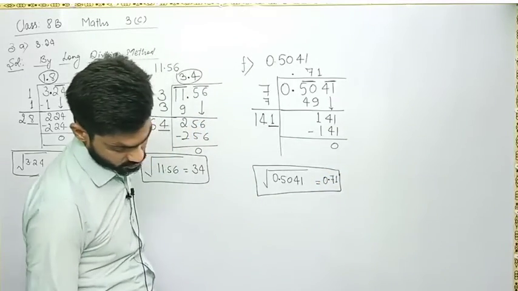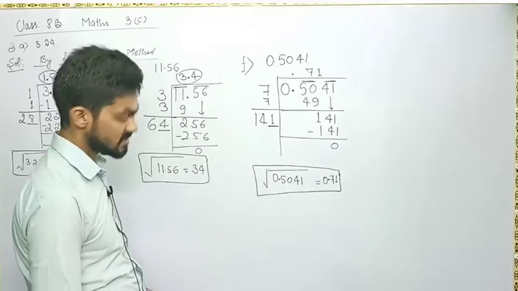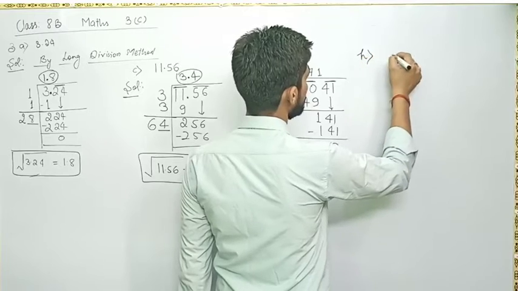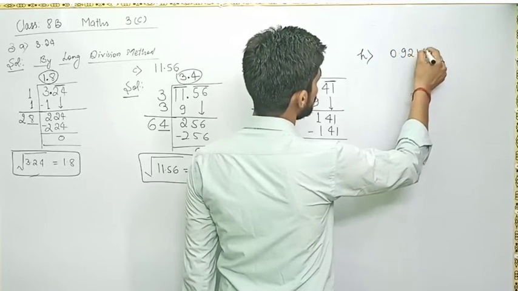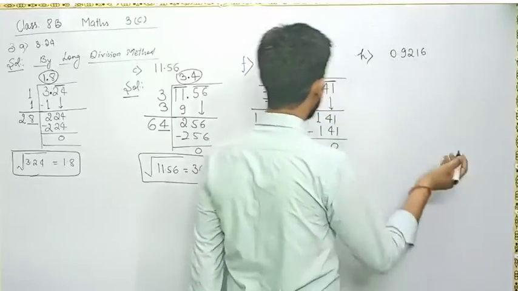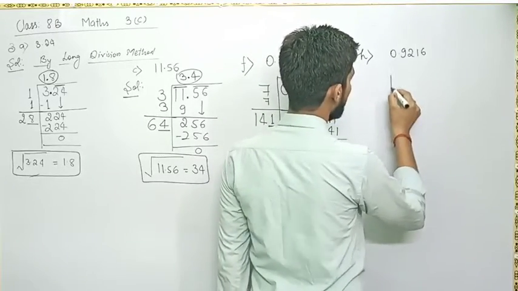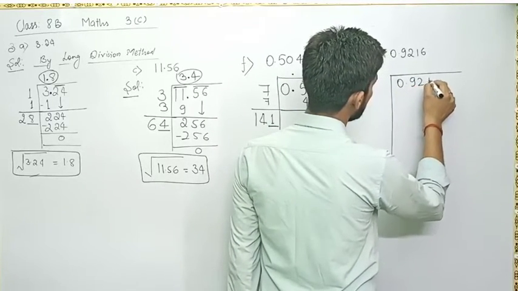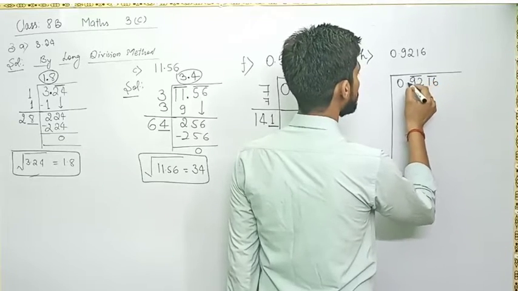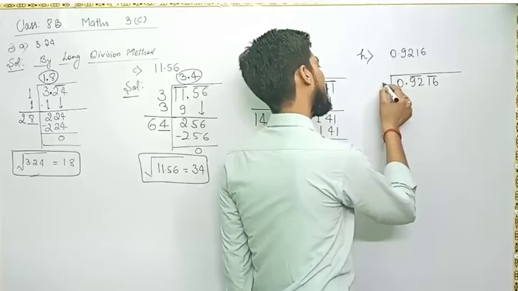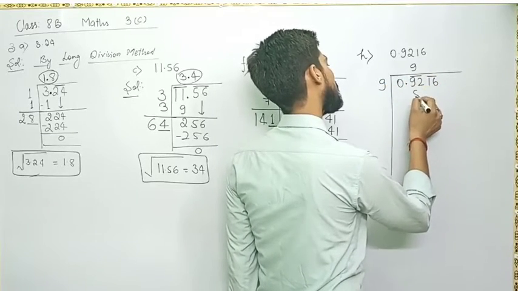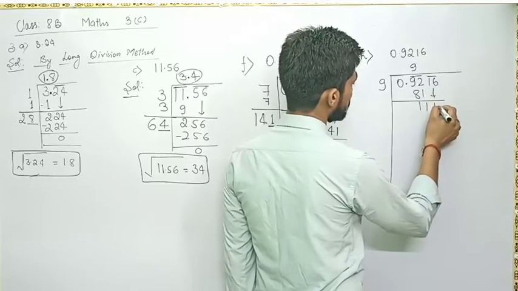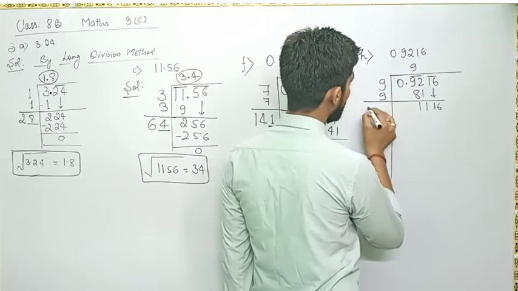So by this way you can solve the questions of the exercise. Let me tell you one more question. H is 0.9216. How will you solve it? Dear children, let us make the pairs first. 0.9216. Pair of 92 and pair of 16. Multiply by 9. 9 9s are 81. So you will get 11 and this whole pair, that is 16. Here you add 9, you will get 18.